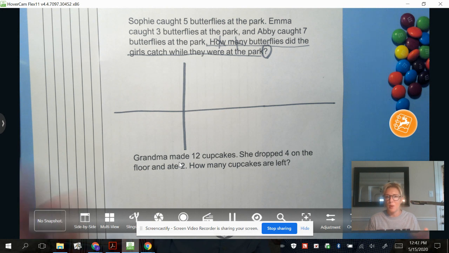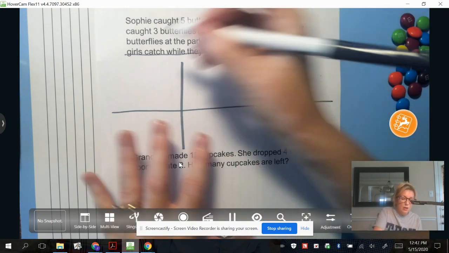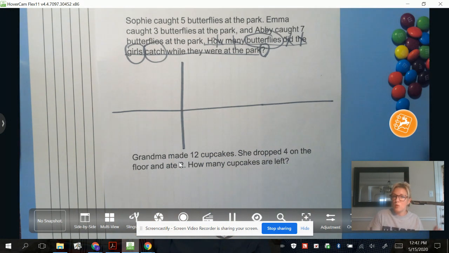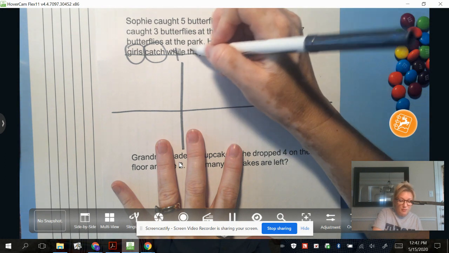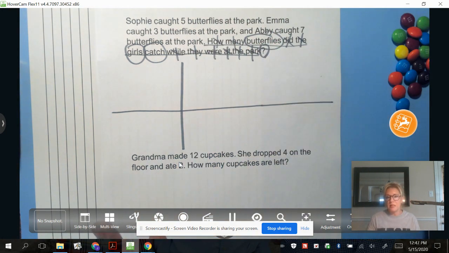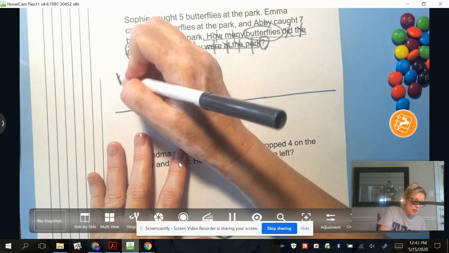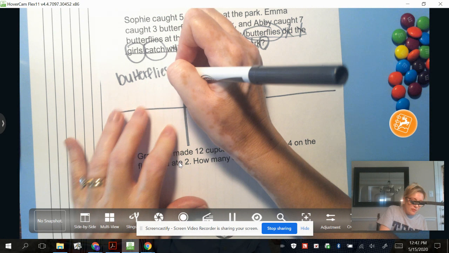So let's keep going. Butterflies, definitely. Did the girls catch? Those are important words. Now listen, we've talked about this before. While they were at the park, boys and girls, it doesn't matter where they are. I've always told you that. They could be on the moon. For heaven's sake, it doesn't matter. Where they are is just never an important detail. What is important, though, is what we circled. Butterflies, girls catch. So we're going to write that here in our first box. Very good.